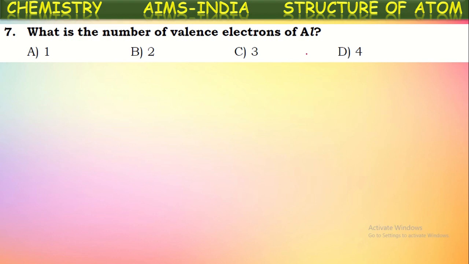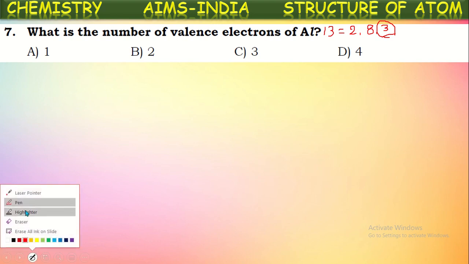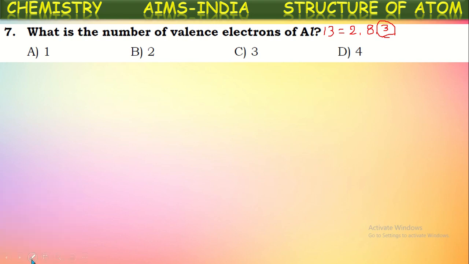What is the number of valence electrons of aluminium? What is the atomic number of aluminium? We know it is 13. If the electronic configuration is written for aluminium, we get the number of valence electrons. So its configuration will be 2, 8, 3. Means in the last shell there are 3 electrons. The number of electrons present in the last shell or valence shell is its valence electrons. So aluminium has 3 valence electrons. The number of electrons in the valence shell for aluminium is 3.